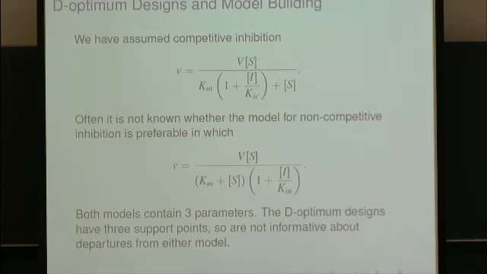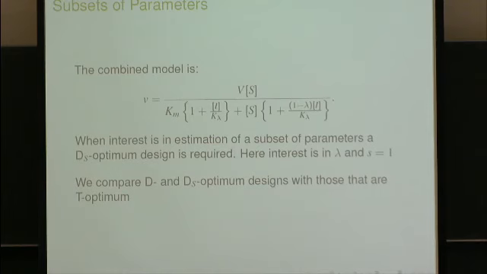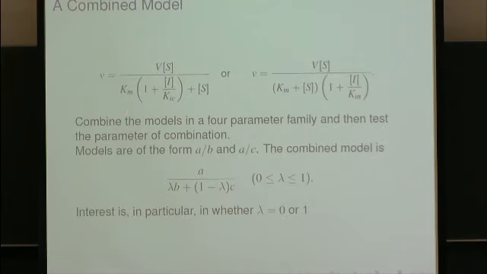The last part then, I would just talk about the other problem, which is it might be this model, it might be this model. Both models contain 3 parameters, so it's no good just designing experiments to estimate the parameters in the models. You will get designs with 3 support points. You won't be able to choose between the models. One thing that one can do is to combine the 2 models. The models are, I'm sorry, here's one model, here's the other.